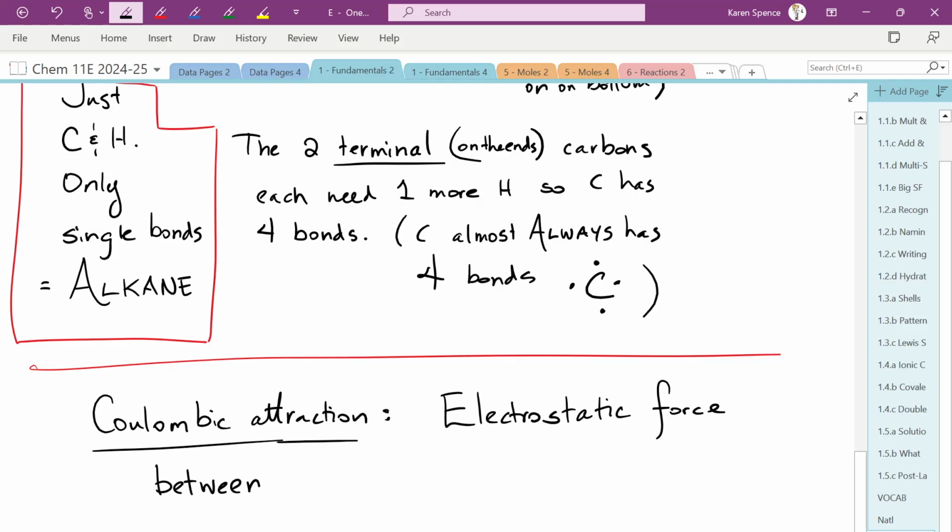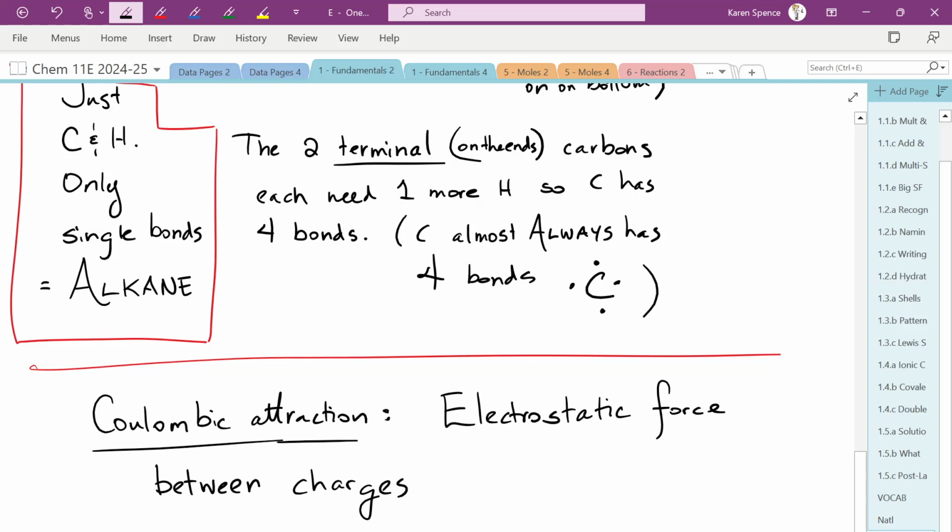And what do we have to have in order to have an electrostatic force? If we have a gravitational force, we have to have a body with mass and another body with mass. What do we need for an electrostatic force? We need charges. Okay, so it's the electrostatic force between charges.